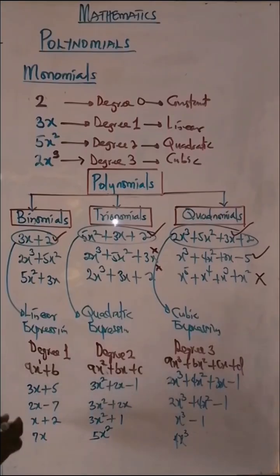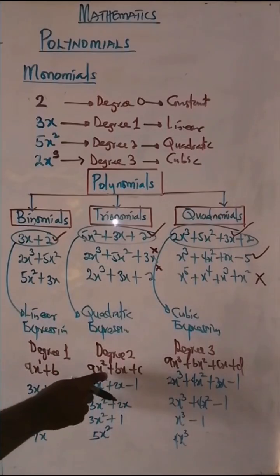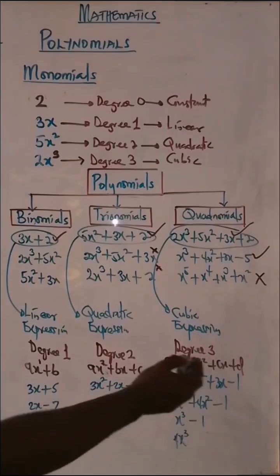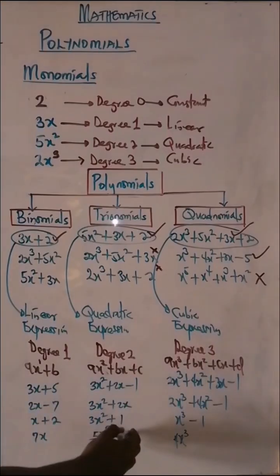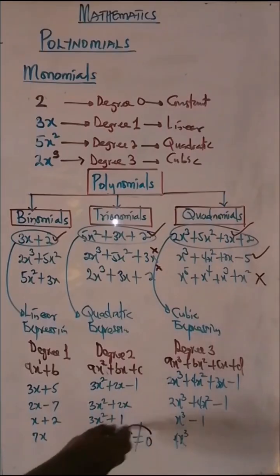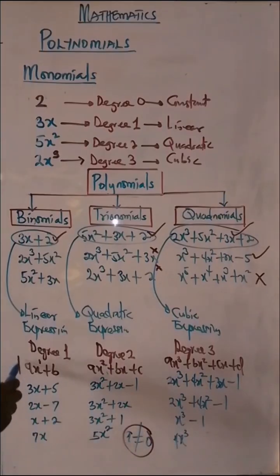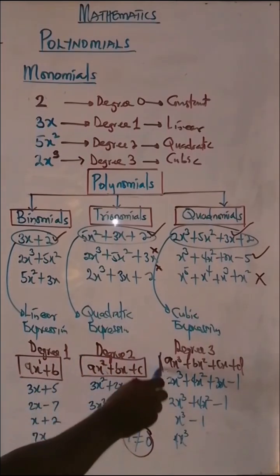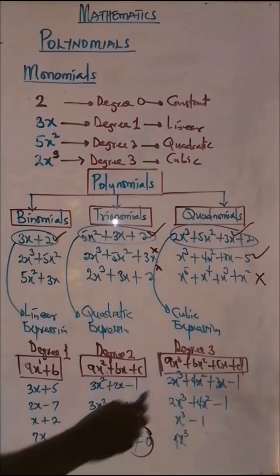This a can never be 0. Because once a becomes 0, the expression just means this b becomes a constant. Similarly, if a here becomes 0, this x squared disappears, then this becomes linear. So for all these conditions, the value of a can never be 0. So as soon as a is not 0, this is the general expression for every linear expression. This for every quadratic expression. This for every cubic expression.